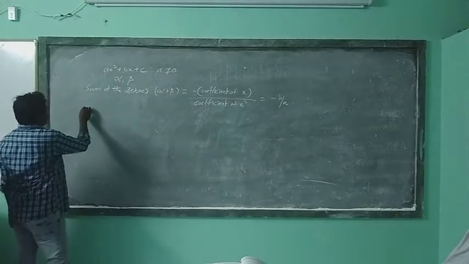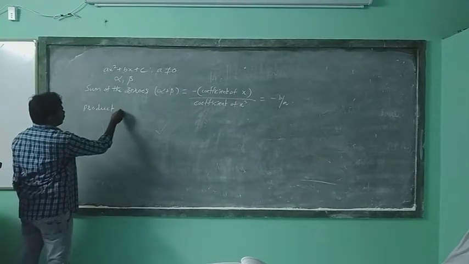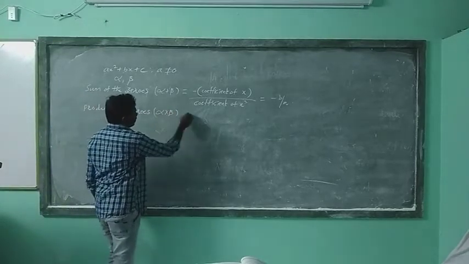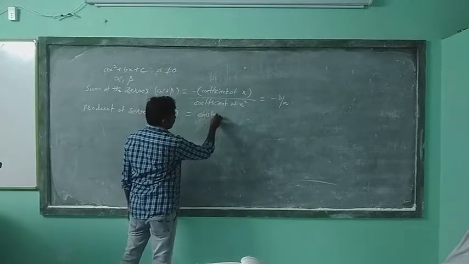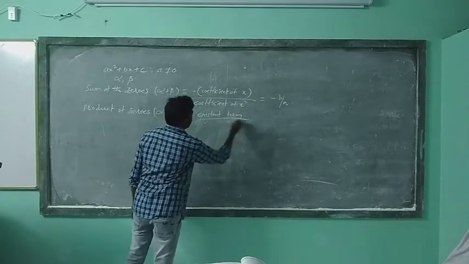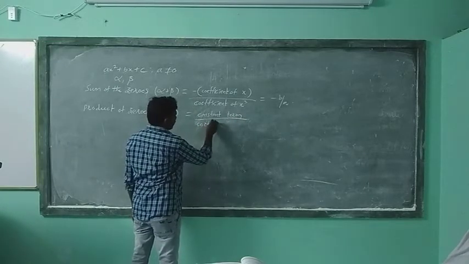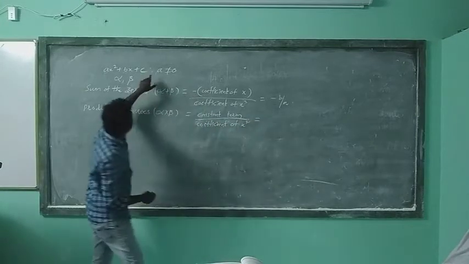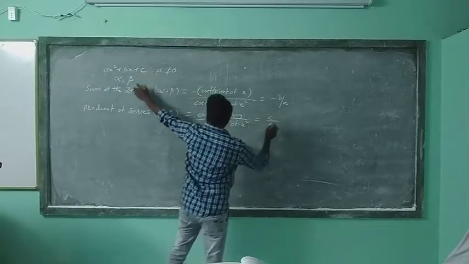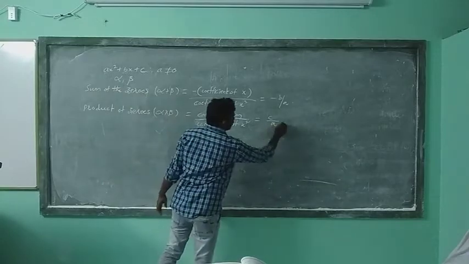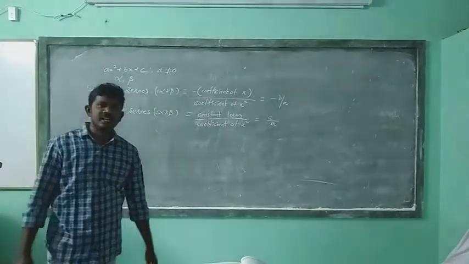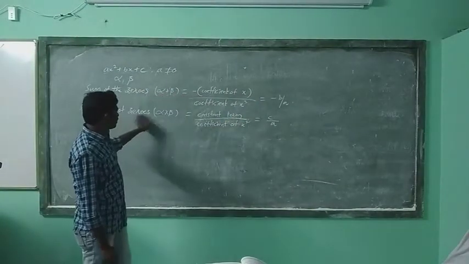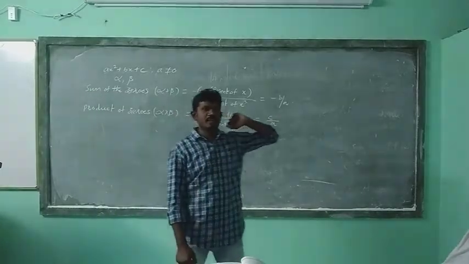Next, the product of zeros. Product means alpha into beta. Now the formula: constant term by coefficient of x square. Constant term means c. So c by the coefficient of x square, that is c by a. So the sum of zeros formula is alpha plus beta equals minus b by a, and the product of zeros alpha and beta equals c by a. This is most important for marks.